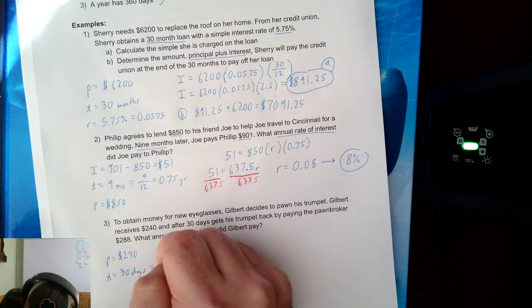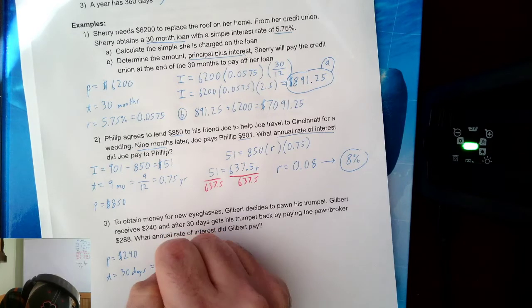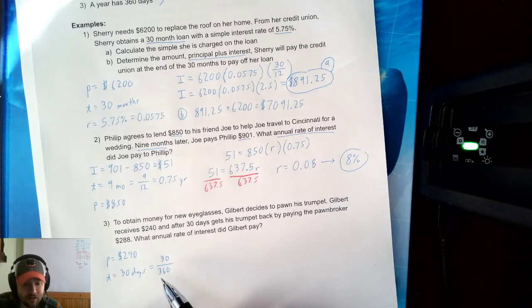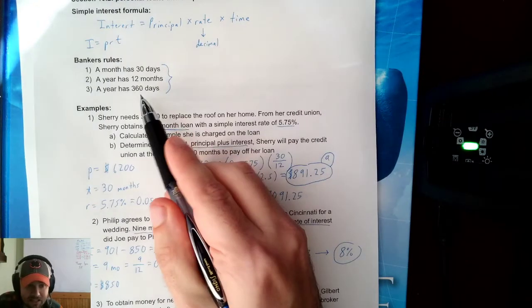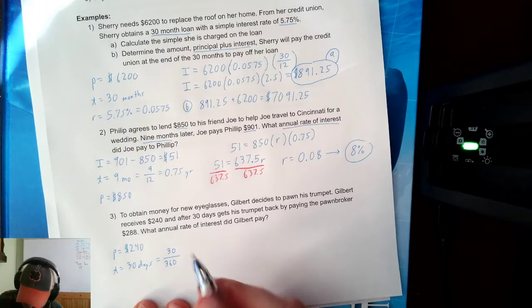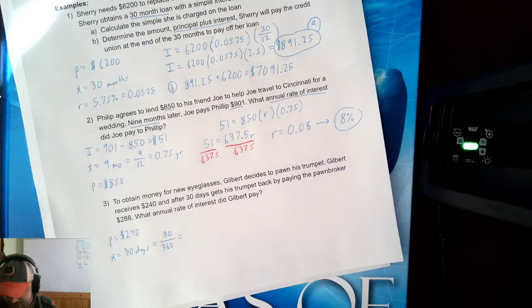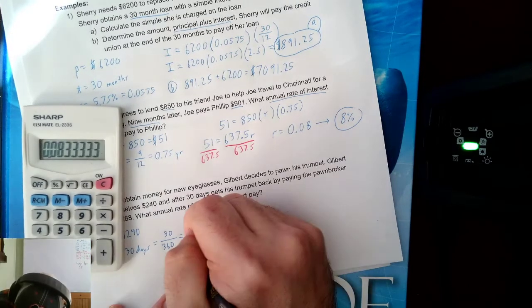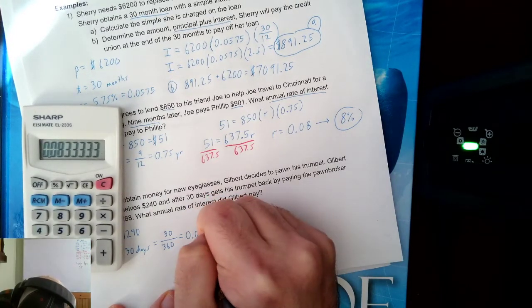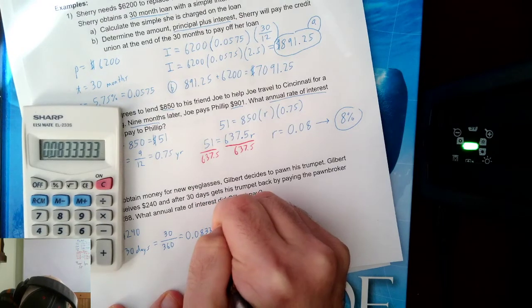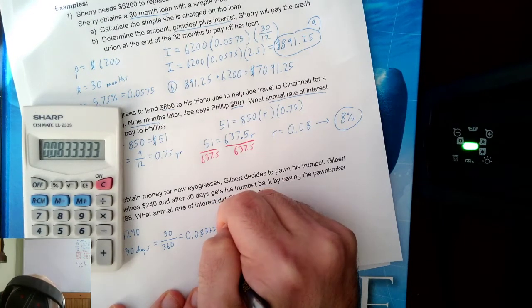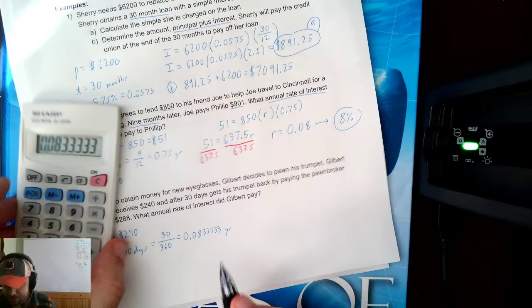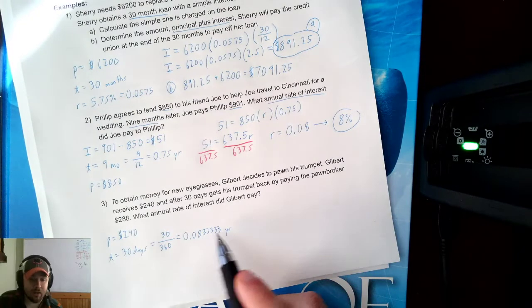Now, right away I know I need to turn that into a year. So if there's 30 days, and remember, for our purposes, 360 is how many days are in a year for these calculations. 30 out of 360. Well, if I divide 30 by 360, what do I get? 30 divided by 360 gives me 0.0833333, right? Makes sense. It's a small fraction of a year, right?